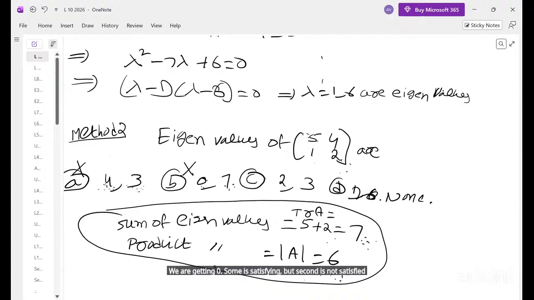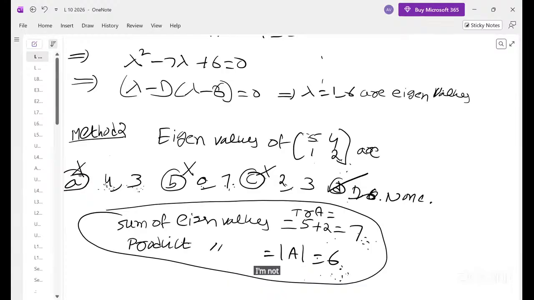Next, 2 plus 3 is 5, not satisfied. This cannot be the right option. Some students will think 2 into 3 is 6, satisfying, but the first one is not satisfied. So this cannot be the eigenvalues. So what is the answer? None of these is the answer.